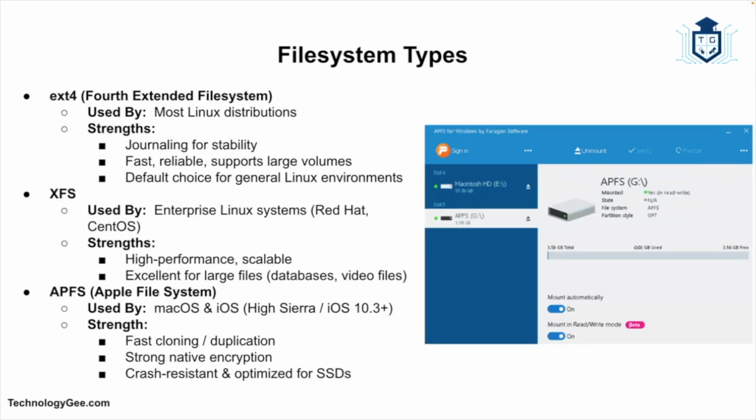Then there's the ext4, or the fourth extended file system, and this is used by most Linux distributions. Its strengths, it offers journaling support, it's reliable and fast, and it supports large files and volumes. Then you have XFS, and this is used by enterprise-grade Linux systems like Red Hat and CentOS. Its strengths, it has high performance, it's very scalable, and this is great for large files when it comes to video editing or managing a database. Then you also have what is called APFS, or the Apple File System, and this is used by macOS and iOS. Its strengths, it offers fast file duplication, strong encryption support, and it is very crash resistant.